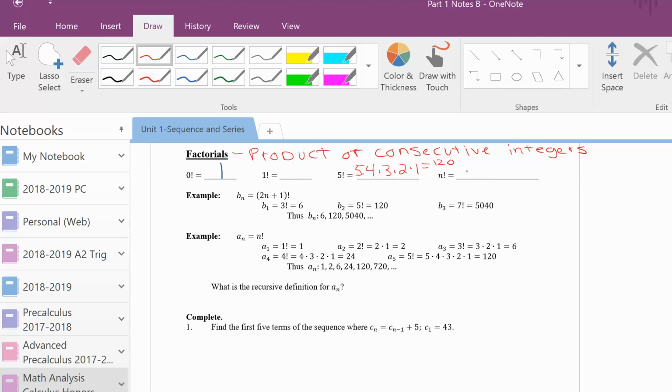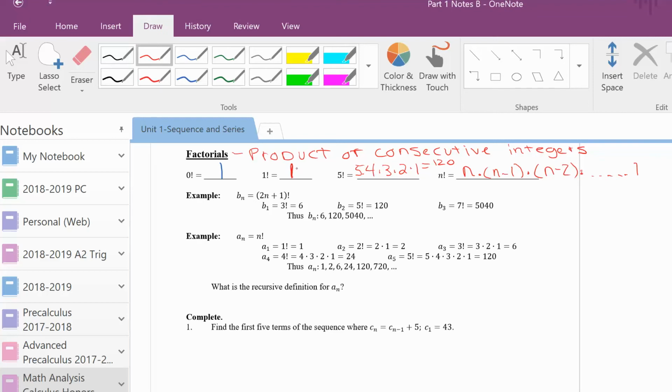So if we say n factorial, we mean n times n minus 1 times n minus 2, and depending upon what n is, it could go all the way down to 1. Some special factorials: 0 factorial is 1. In class, we talked about combinations and how 0 factorial has to be 1 in order for that to work. And 1 factorial is also 1.